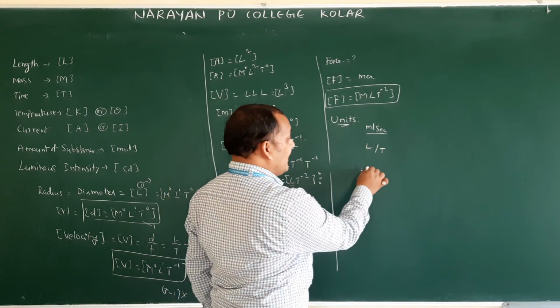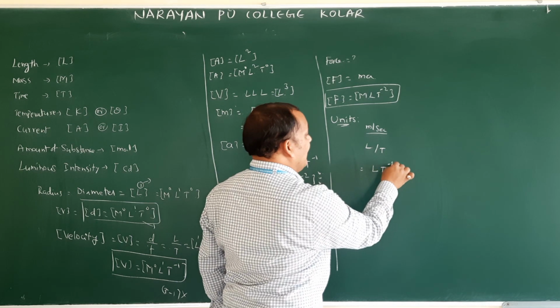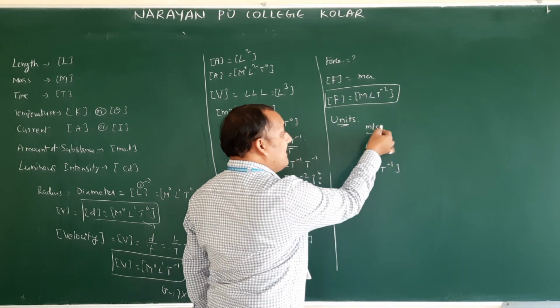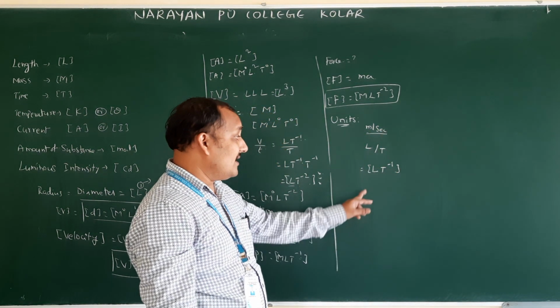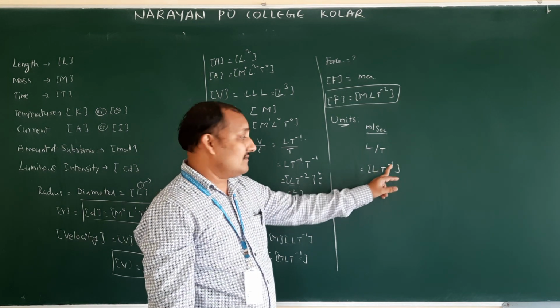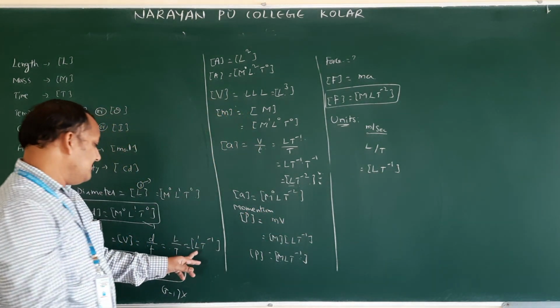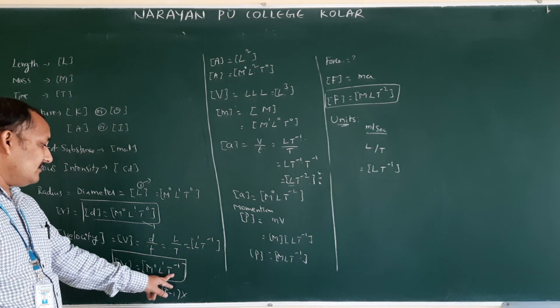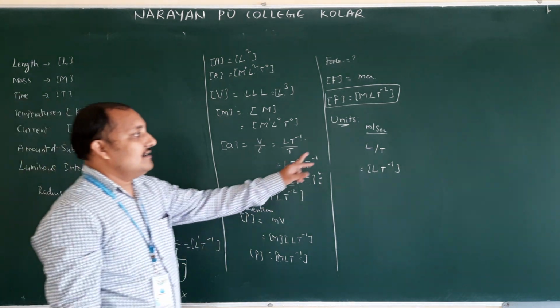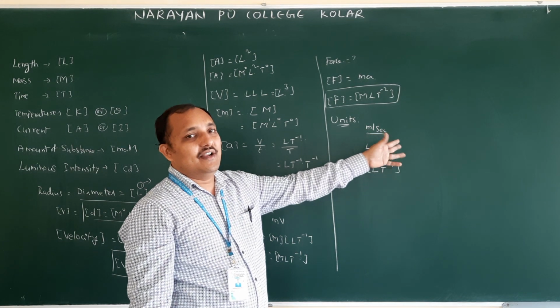L by T, how will we write it? L t power minus 1. So the dimension formula for meter per second is L t power minus 1. L t power minus 1 represents velocity. Velocity will be L t power minus 1. Meter per second is the unit for velocity.